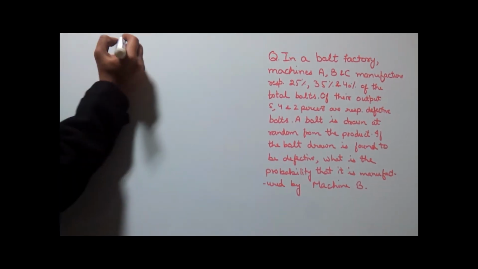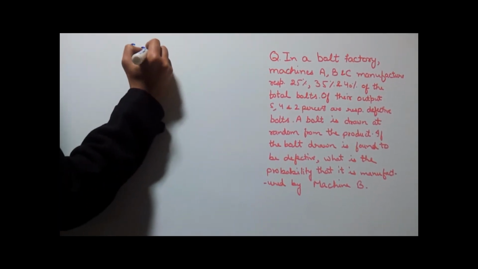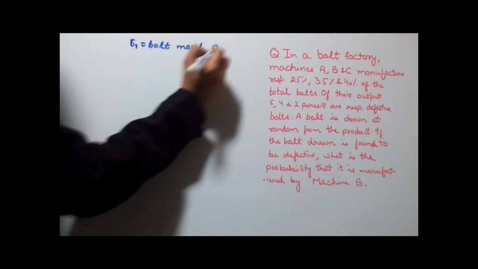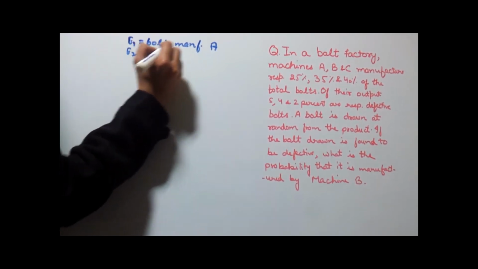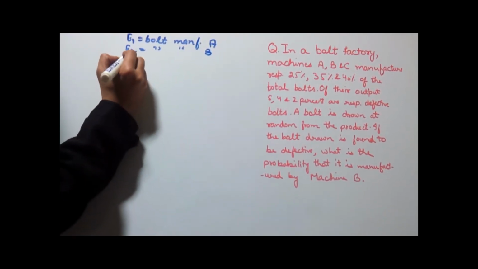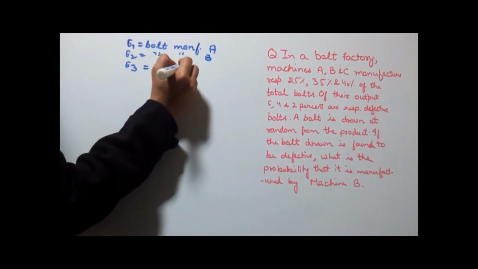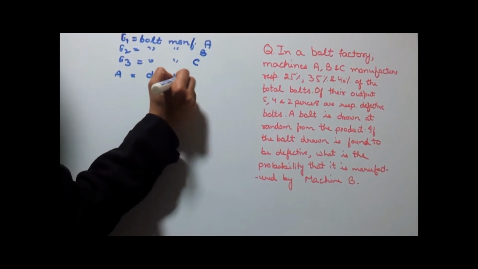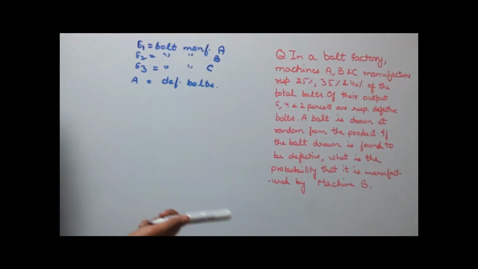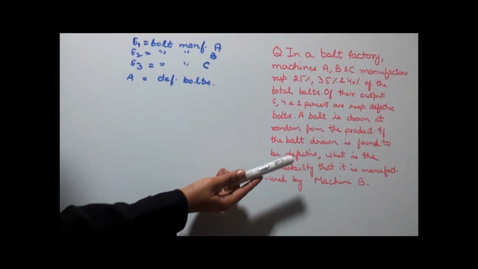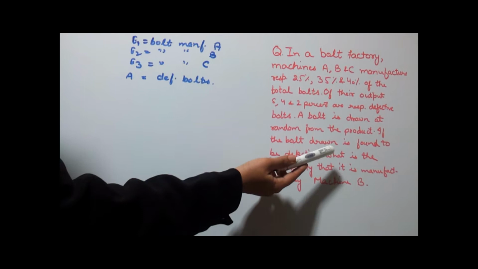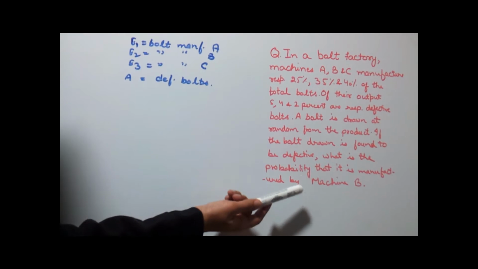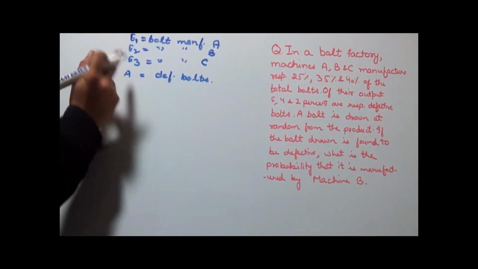So E1 becomes any bolt manufactured by machine A. E2 becomes bolt manufactured by machine B, and E3 becomes bolt manufactured by machine C, and A becomes our defective bolts. According to the question, we need to find the probability that if the bolt drawn is found to be defective, then what's the probability that it is manufactured by machine B. So machine B is E2 over here.